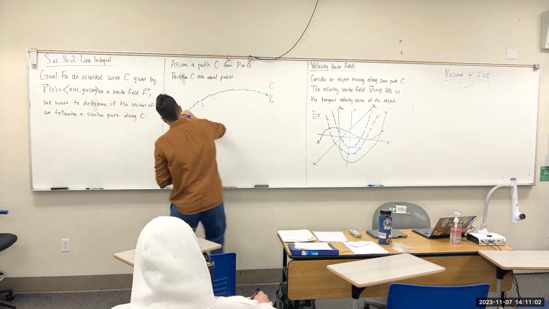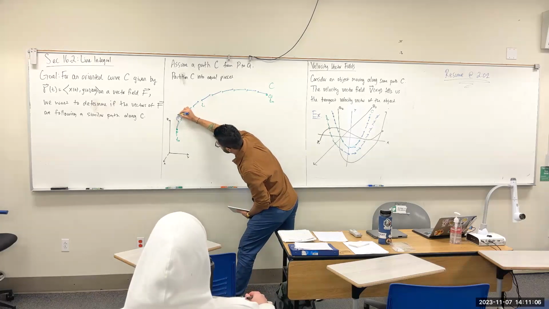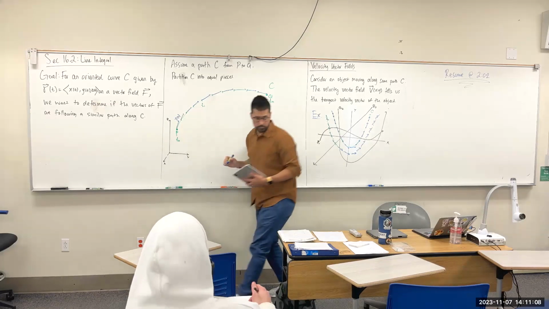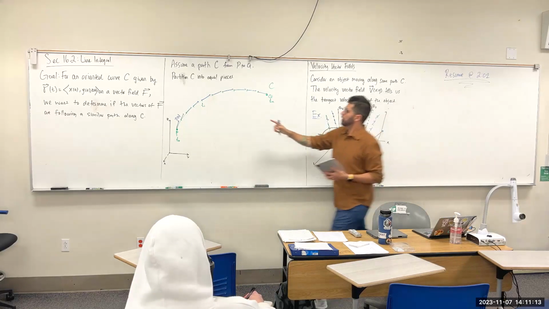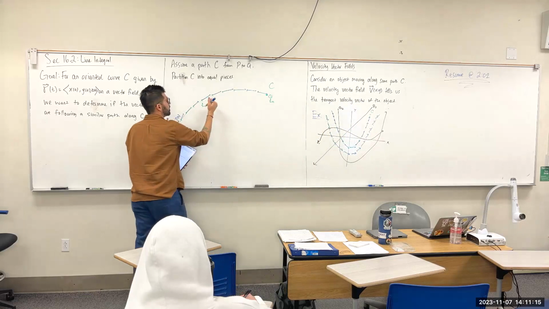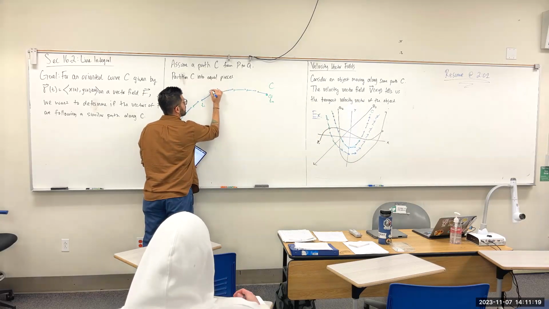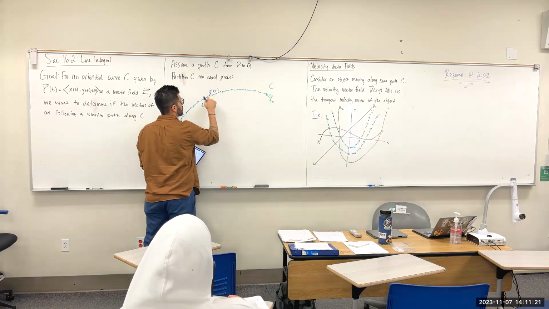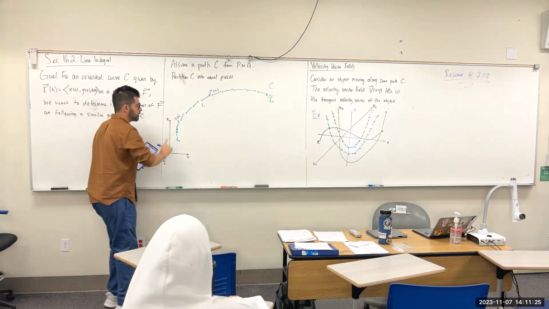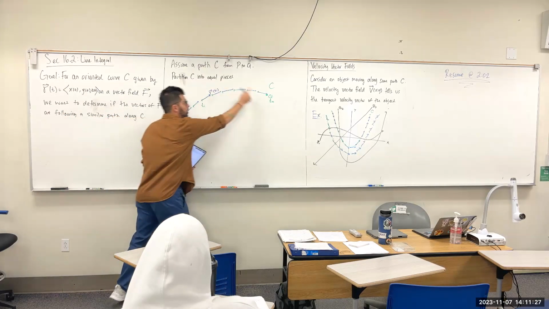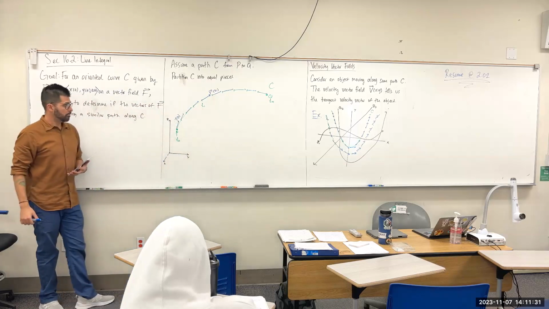Where this tangent vector here was r prime of t naught. r prime of t naught. And this tangent vector here, this blue one, is r prime of ti. This guy right here. The orientation of the curve, remember, goes from P to Q. So that's why it's pointing that way. Okay?